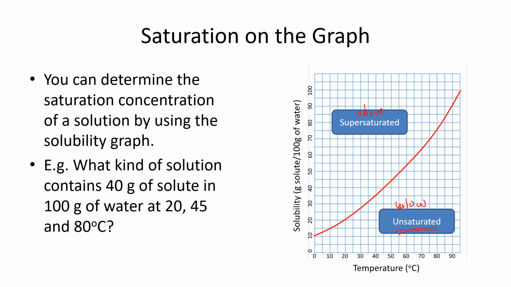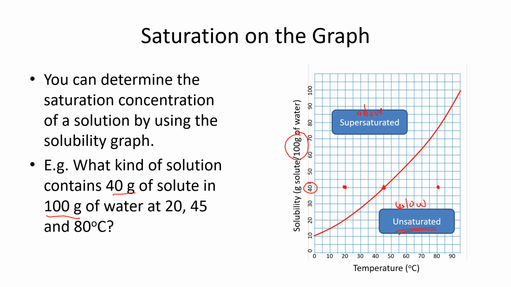So then it says, what kind of solution contains 40 grams in 100 grams of water? So this is all in 100 grams of water. So 40 grams of solute in 100 grams of water. So here's 40 grams of solute right there. At 20 degrees Celsius, there's the 40. At 45 degrees Celsius, there's the 40. And at 80 degrees Celsius, there's the 40 there.